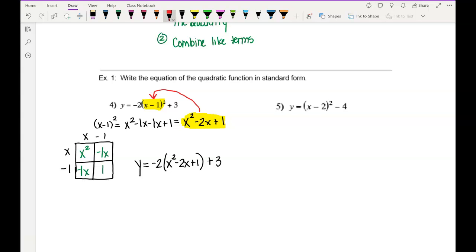So now I have to distribute that negative 2 that's out front to the 3 terms inside my parentheses. So y equals negative 2 times x squared. And again, I'm only writing out this part for those that may need this. If you can distribute without writing out this part, that's fine. Plus negative 2 times negative 2x plus negative 2 times 1. And then we have that plus 3 at the end.